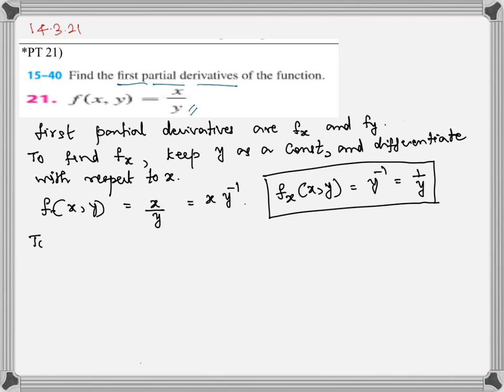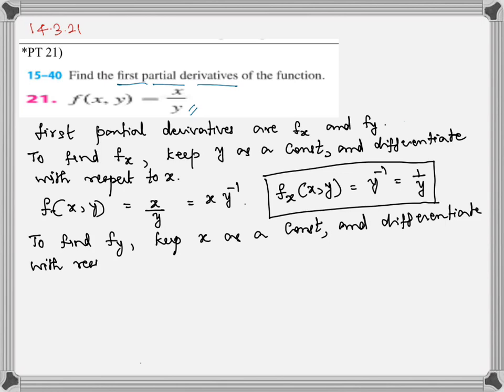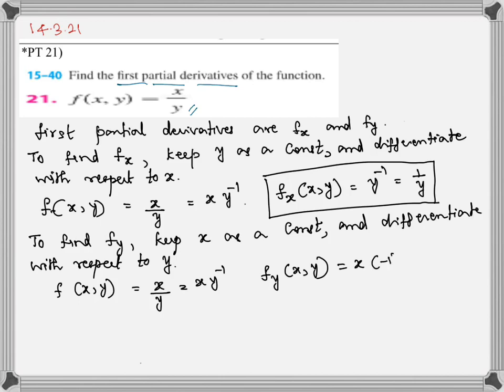And now we are going to get f sub y, the partial derivative with respect to y, for which we keep x as a constant and differentiate f of x y with respect to y. So f of x y is x times y to the negative 1. Now you are keeping x as a constant, so it's going to be equal to x times negative 1 times y to the negative 2 by using the power rule, which can be rewritten as negative x over y squared.